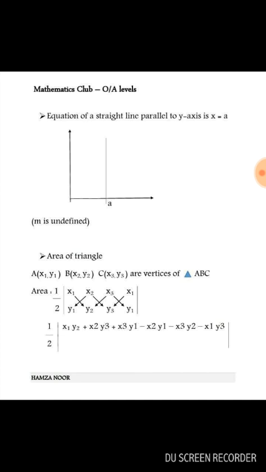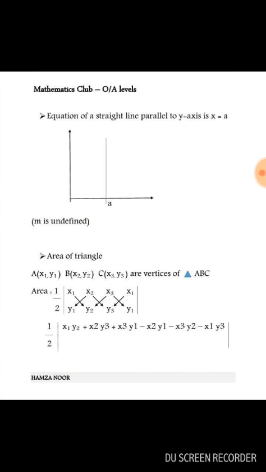The equation of a straight line parallel to the y-axis is x is equal to a. As we have studied earlier, if a straight line is vertical, then m is undefined because the change in x is equal to 0. And as we have studied earlier, any number divided by 0 is infinity. So the gradient will be infinity here, and the equation of the straight line will be in the form x is equal to a, like x is equal to 2, x is equal to 3, x is equal to 4.